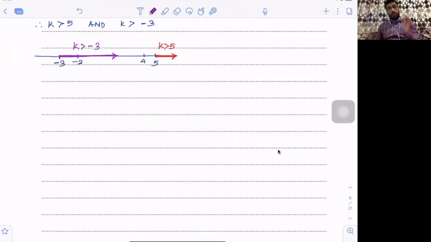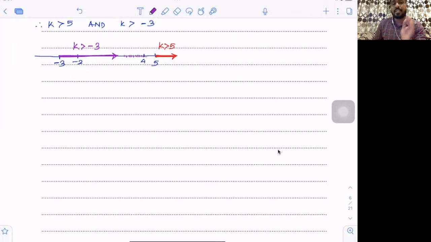So now you want to really understand this well, that k at the same time needs to be greater than minus 3 and greater than 5 also. Now, all these values that you have over here, they are greater than minus 3, but they are not greater than 5. So these values need to be discarded. For instance, 4 is greater than minus 3, but it is not greater than 5. So the value of k cannot become 4. The 4 value needs to be discarded.